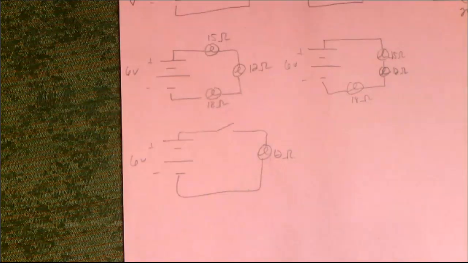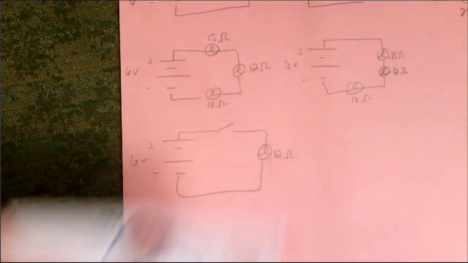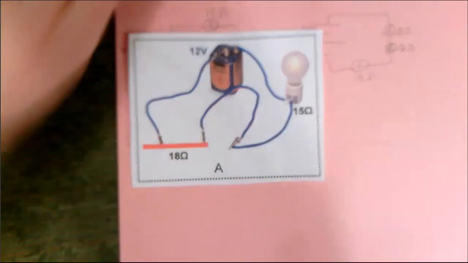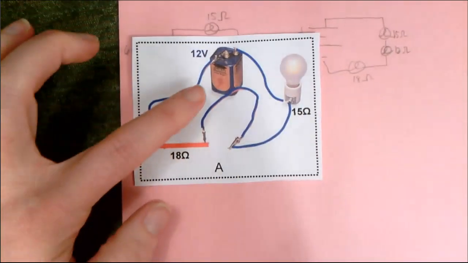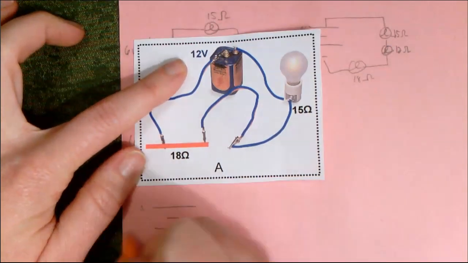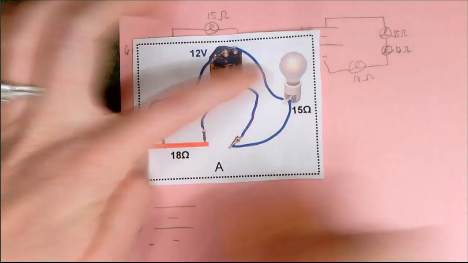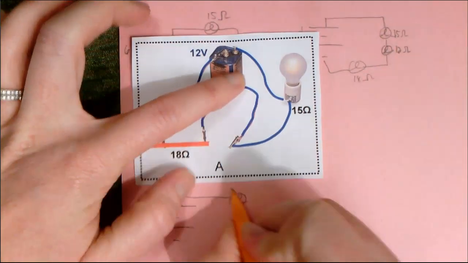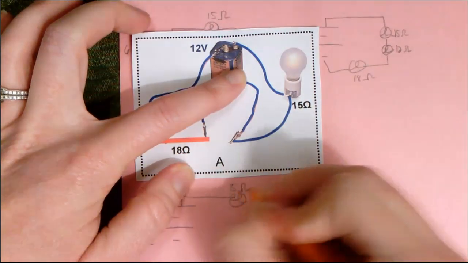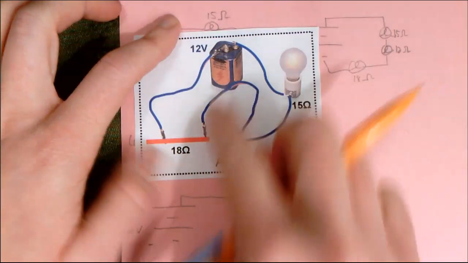I'm going to show you one more. This is not one that you did for your homework at all, okay, but here's one. Okay, so let's take a look at this thing here. All right, so let's start with my battery. Plus, minus, okay, and it's 12 volts. So I have a wire to a light bulb. That's 15. Okay, and then I have a wire to this thing.